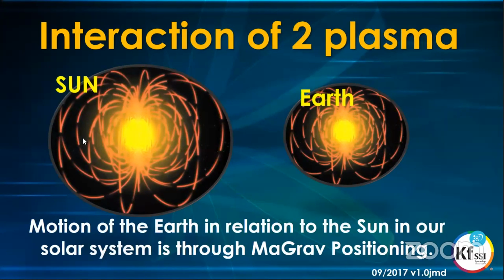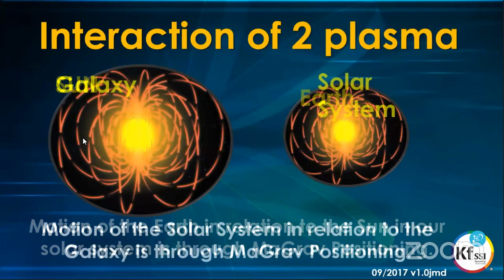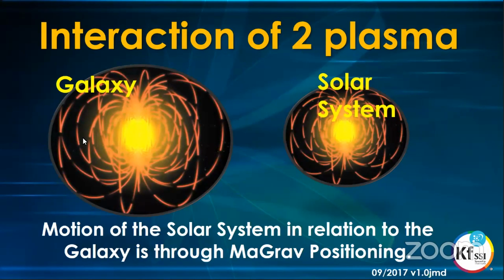When you're essentially looking at the concept of the sun and the earth as two plasmas, it's the same thing whether it was a proton or electron. It's now the sun and the earth. It comes down to the interaction of the fields, and it's just the mag-rev positioning of the two, which gives us the motion. And we can take it that next step further, in terms of our solar system within the galaxy, and the movement is also through mag-rev positioning.